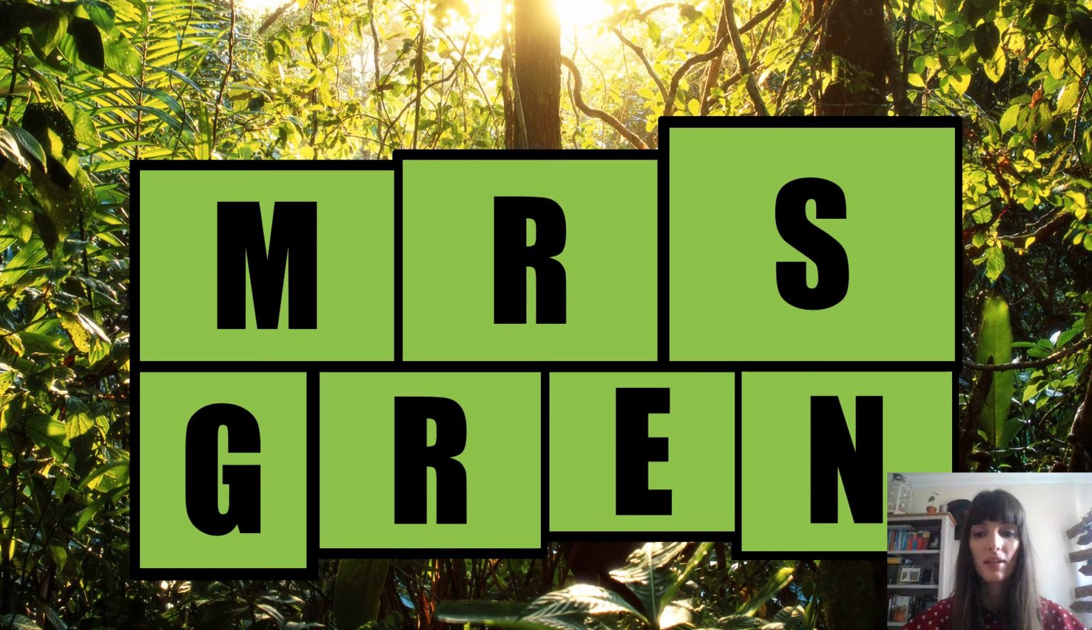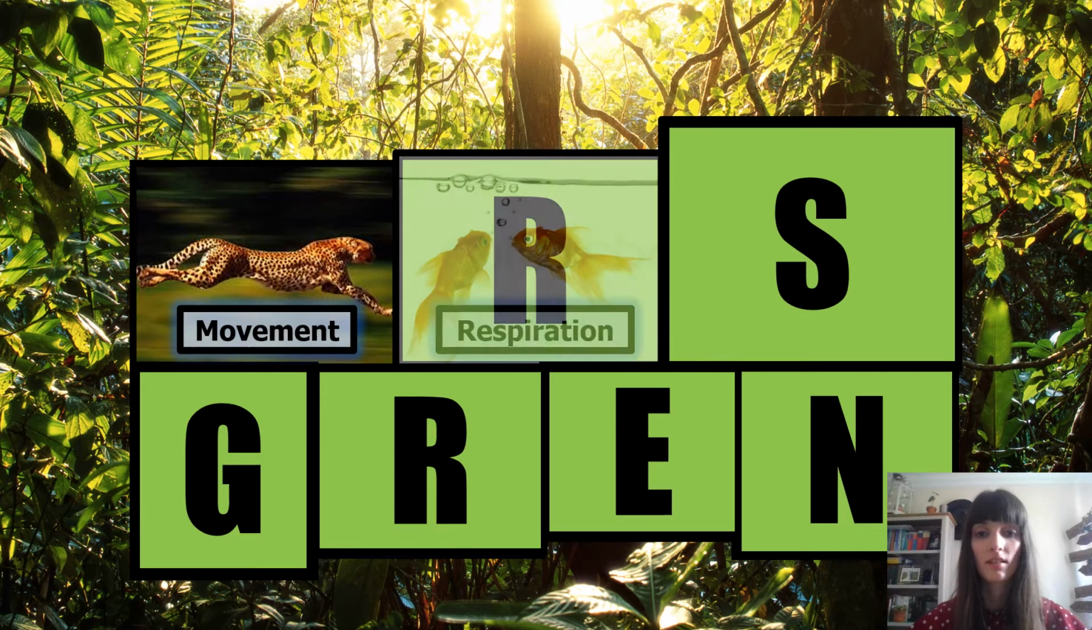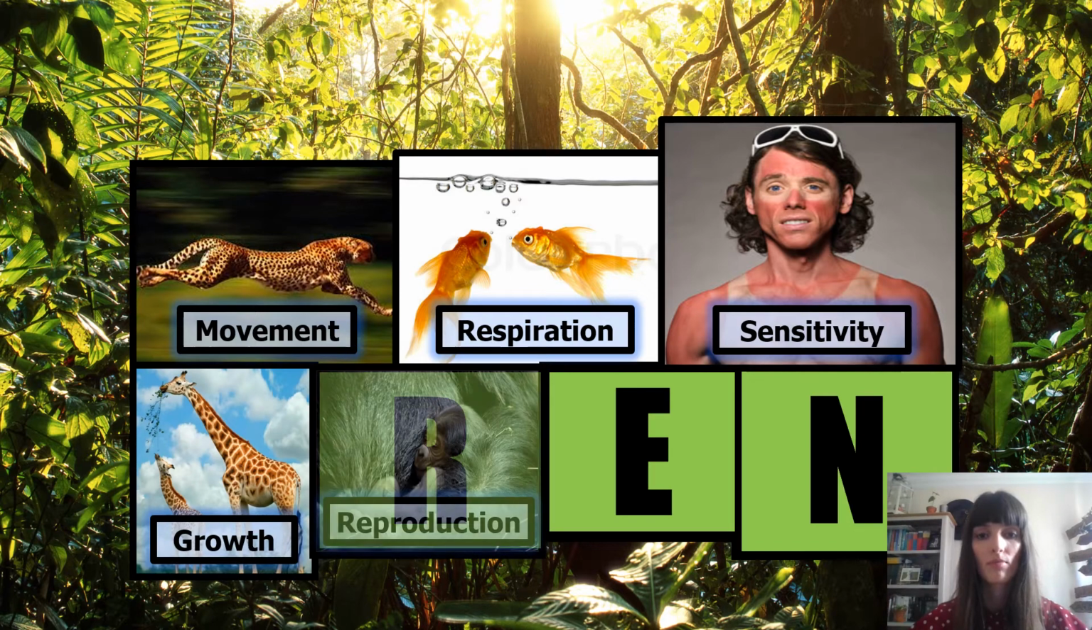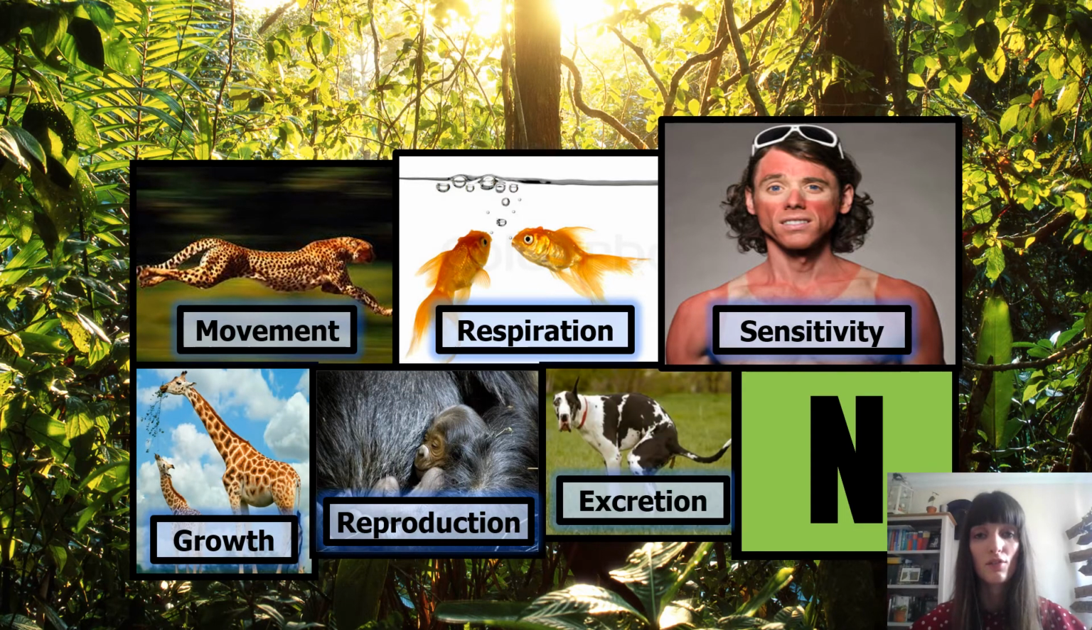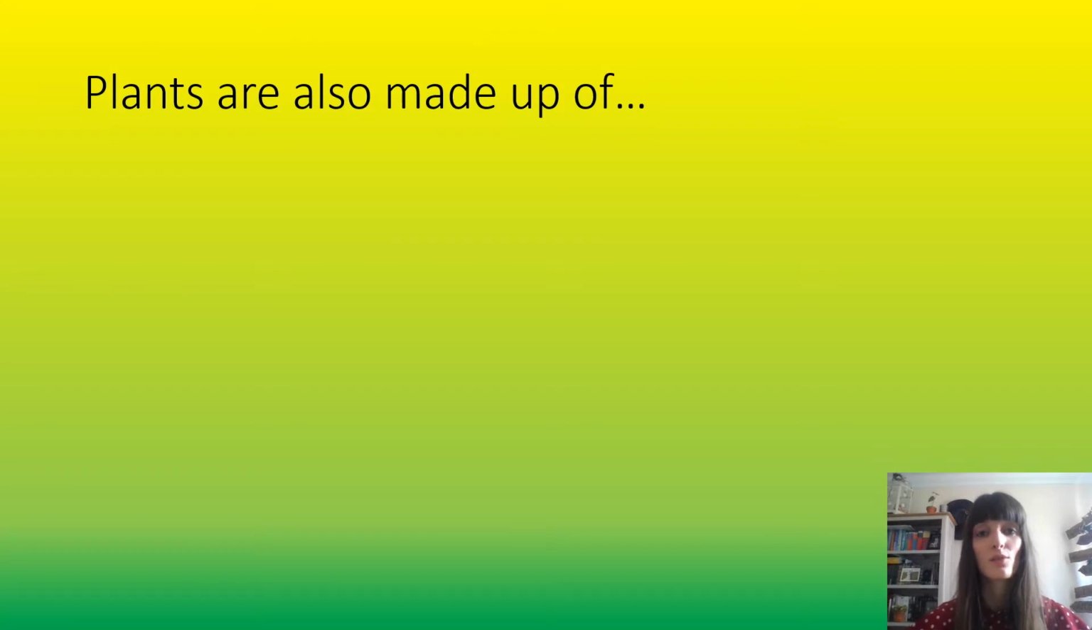Just like us, plants go through Mrs Gren. Movement, plants move, they move towards the sunlight, they respire, they're sensitive because they grow towards the sun, they grow, they reproduce, they excrete, and they need nutrition. So just like us, they go through all 7 life processes. Plants are also made up of cells, tissues, organs, and of course that makes an organ system.